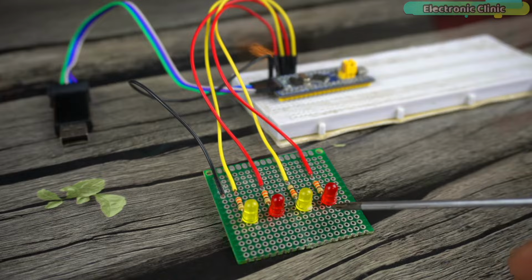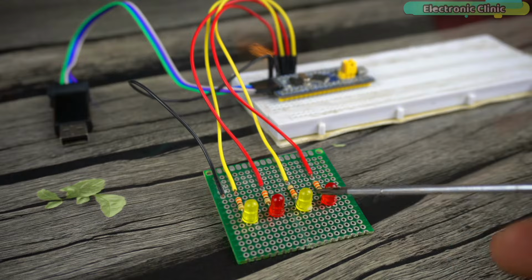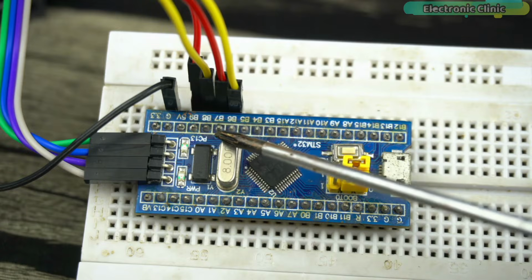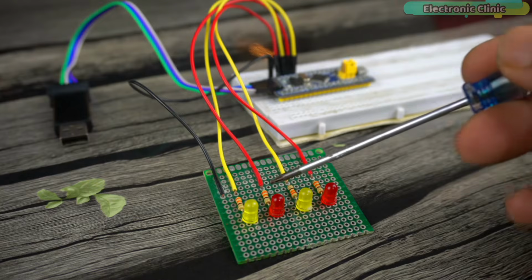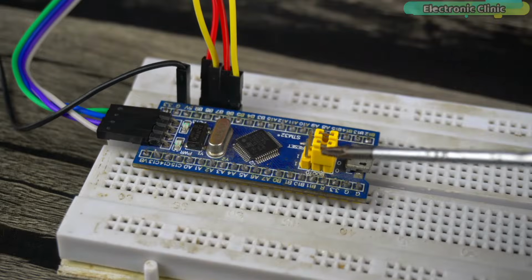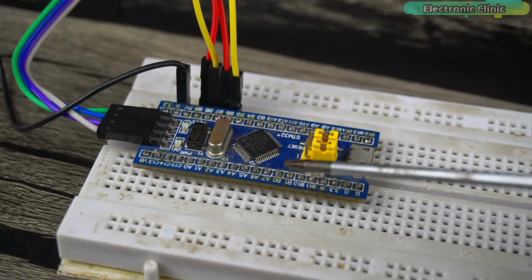The cathode legs of all the LEDs are connected together and then connected to the ground pin on the STM32 board. The anode legs of all the LEDs are connected to the GPIO pins PB6, PB7, PB8 and PB9 through these current limiting resistors. You can follow this circuit diagram. Before we start the programming, first we will need to connect the STM32 board to the laptop or PC.